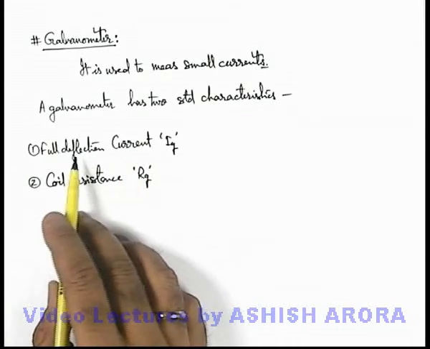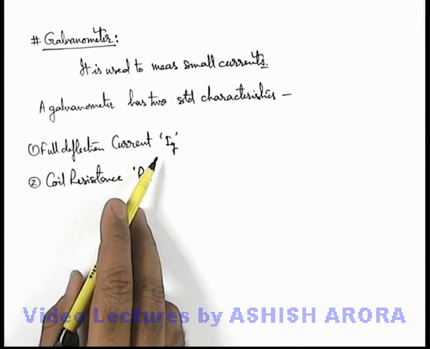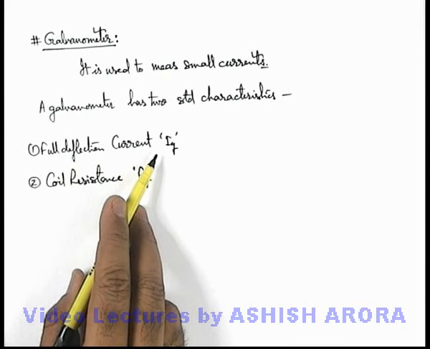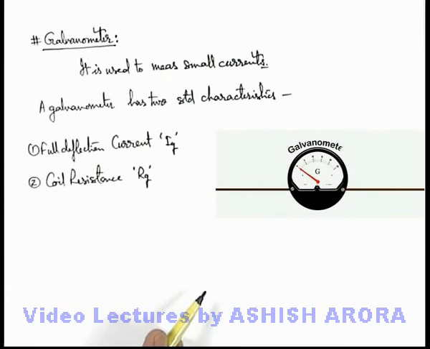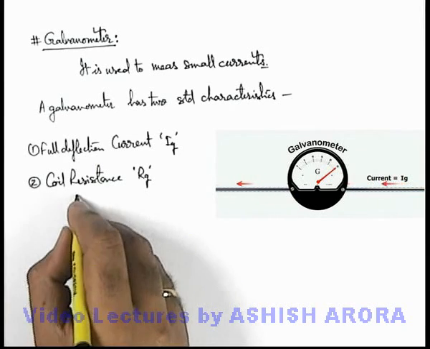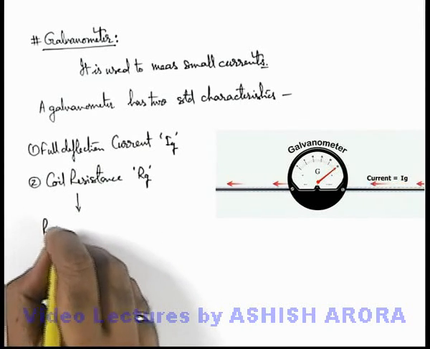Now, if we talk just about full deflection current, it is the current when passed through a galvanometer, its needle is deflected by the full scale. Just to understand, let's have a look on this galvanometer. Here you can see when a current less than Ig flows through the galvanometer, the deflection of needle is less than the full scale deflection, and when the current passes through the galvanometer is equal to Ig, here you can see the needle is deflected by full scale, that is up to the range which it can measure.